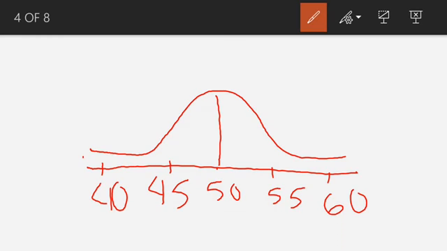In this problem, since we are asked to draw the normal curve, we just have to get the mean and then add the standard deviation to the right and subtract the standard deviation to the left.